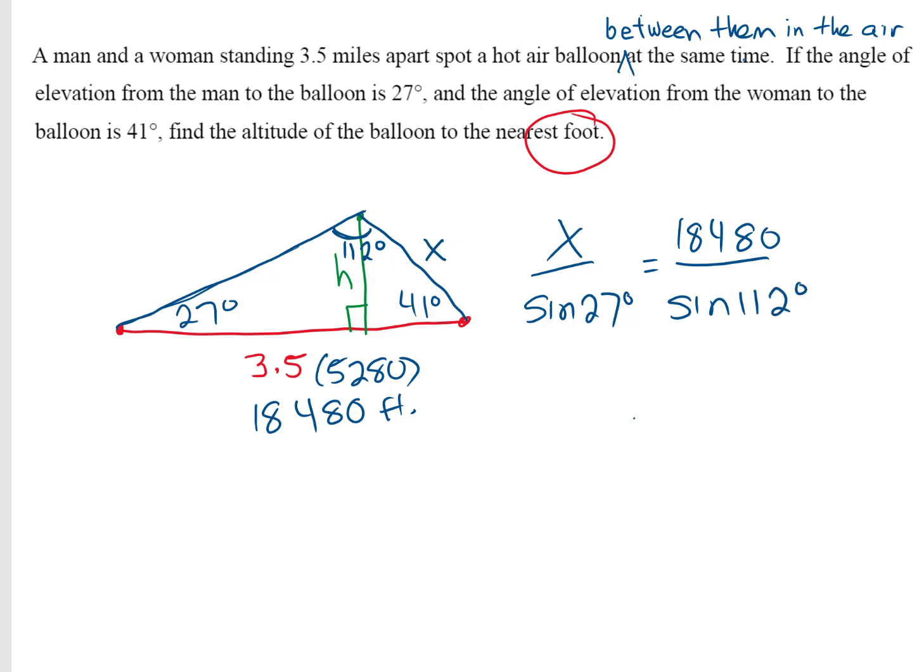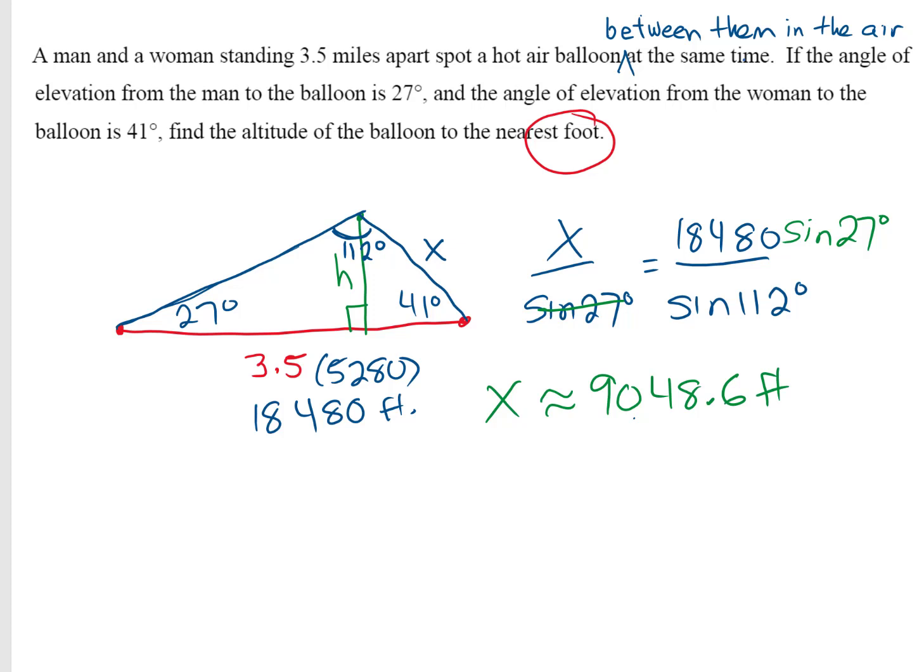Okay, so we can find x if we multiply this sine 27 over here to the other side, and then we can put that in the calculator, and we'll take that to 1 decimal place. So 18,480 times sine 27 divided by sine 112, looks like that's 9048.6, and remember that's in feet. So we now have x.